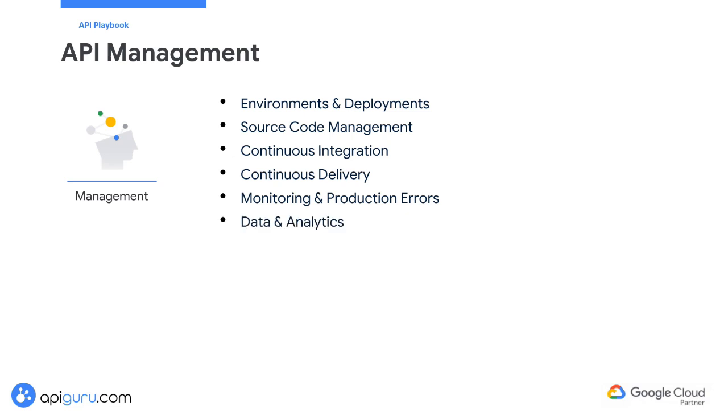Data and analytics are crucial in understanding API performance and user behavior. This section should outline how to collect and analyze data related to API usage, including metrics such as response times, error rates, and user engagement. The playbook should recommend tools and techniques for visualizing this data and generating actionable insights. By leveraging analytics, teams can make informed decisions about API enhancements and identify opportunities for optimizing performance and user experience.